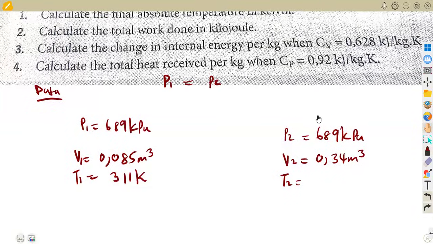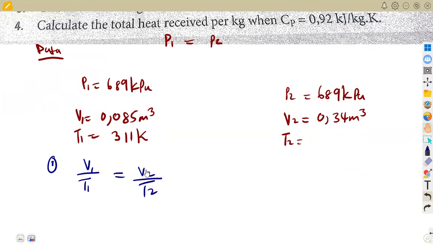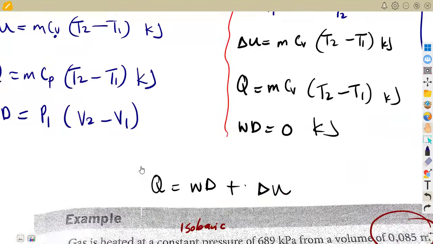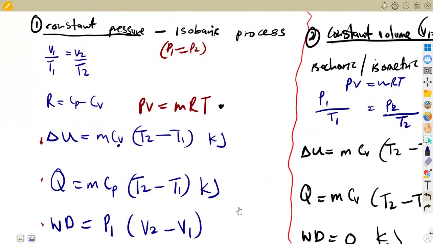Isobaric processing, where P1 and P2, the pressure, are the same. So we can take advantage of the volume and the temperatures, since we know that these two are the same. From our V1 over T1 formula, which is equal to V2 over T2, you want to check back and write these formulas so that you'll be able to understand. This is what we have under an isobaric.